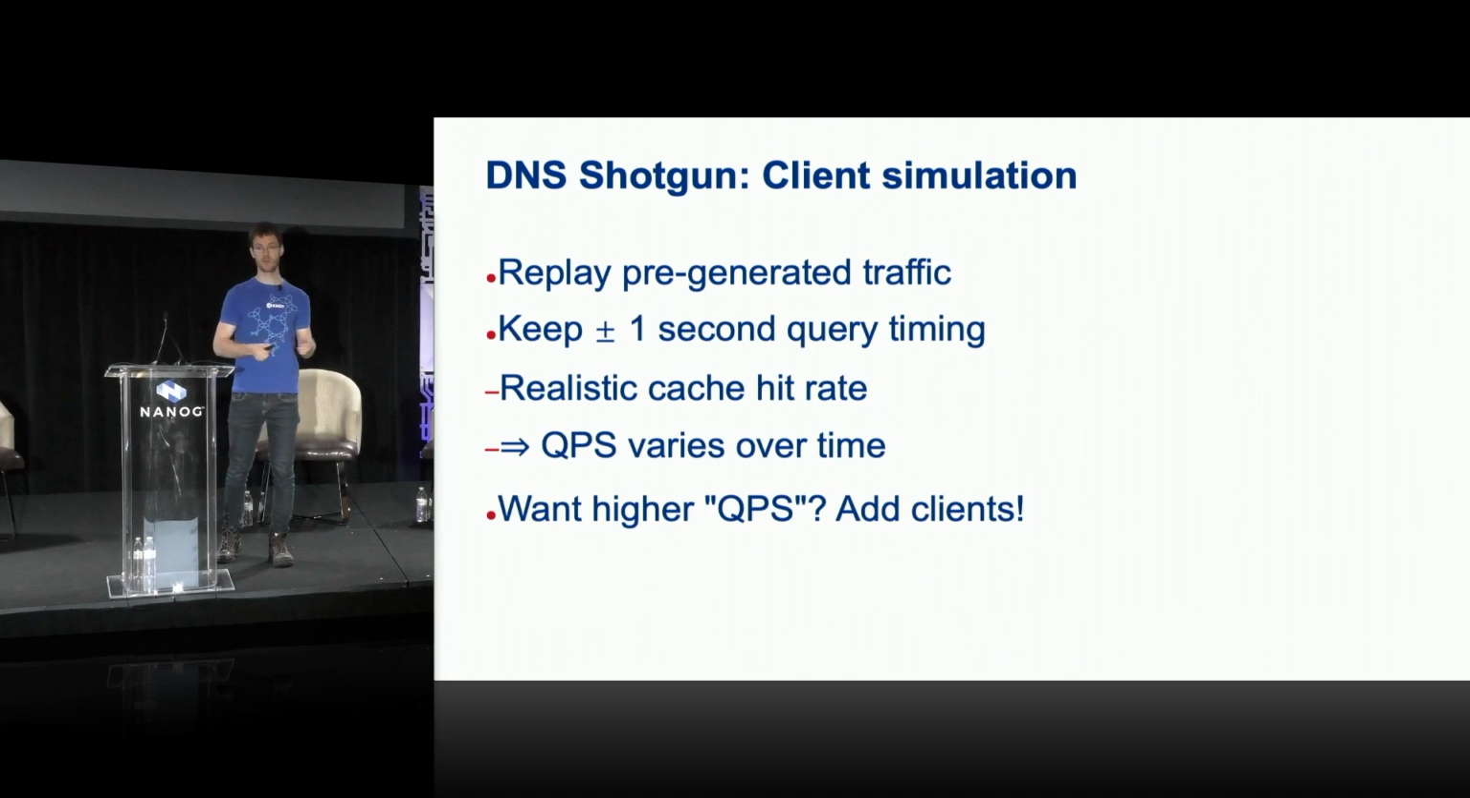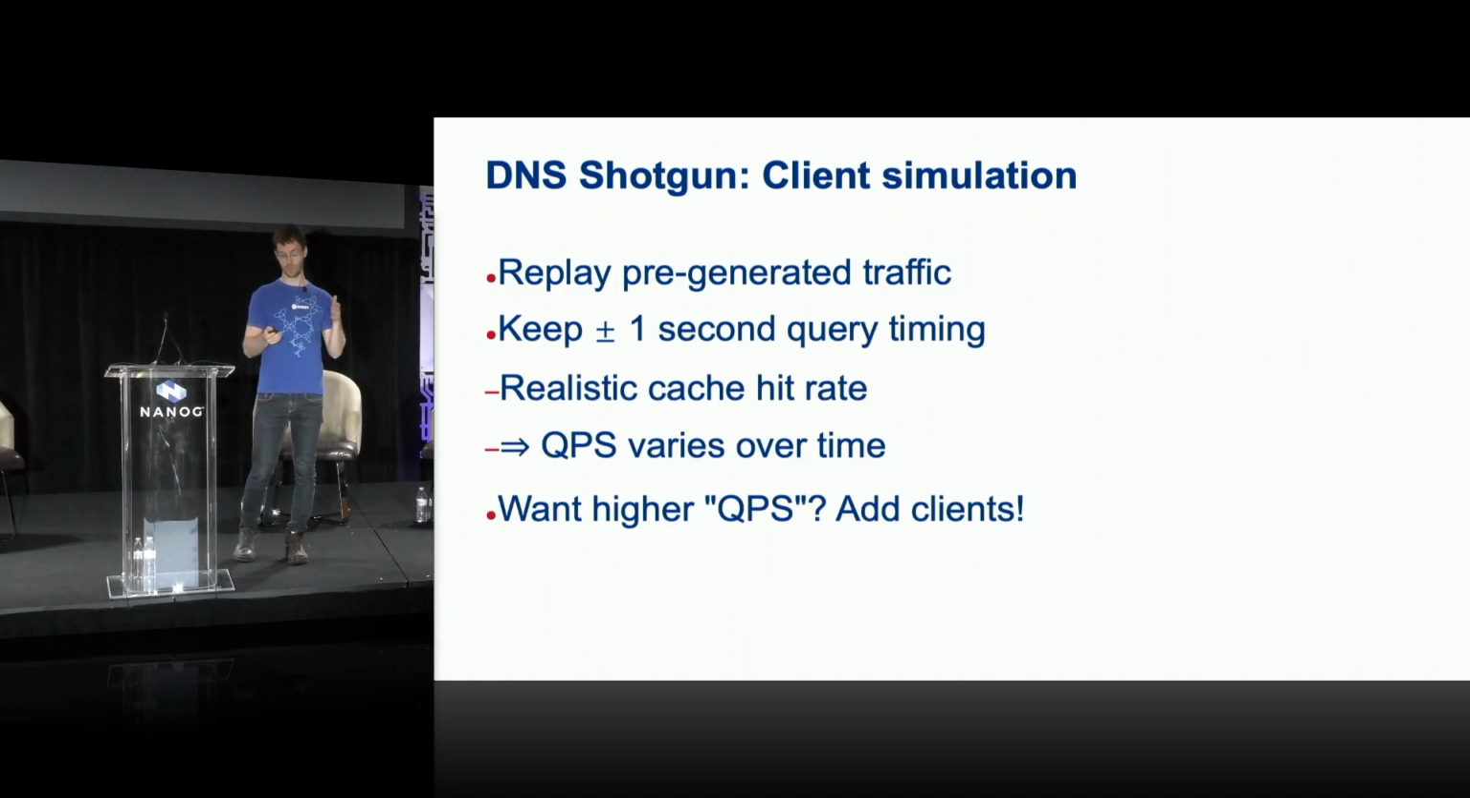Now we have the PCAPs with the simulated clients prepared, and we can start the actual test. So now we take the PCAP and replay it to the resolver, and most importantly, we keep the timing throughout the test. So if one particular client was sending one query and then had a 1 second delay and sent a different query because the TTL was 1 second, for example, the tool will keep the timing, so the cache hit rate will be realistic, or much closer to realistic, I should say.